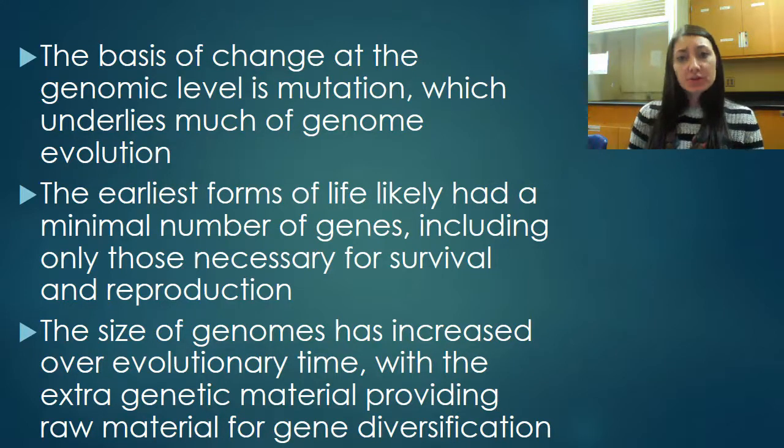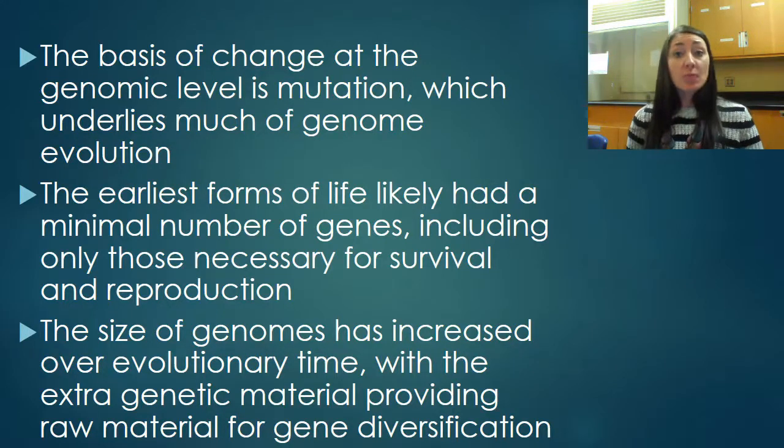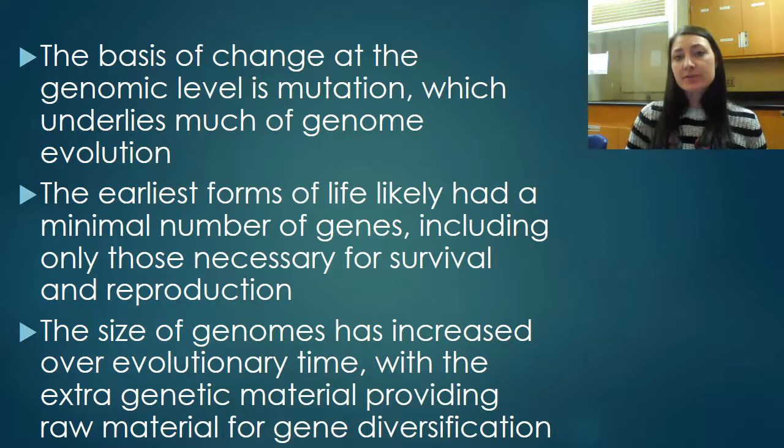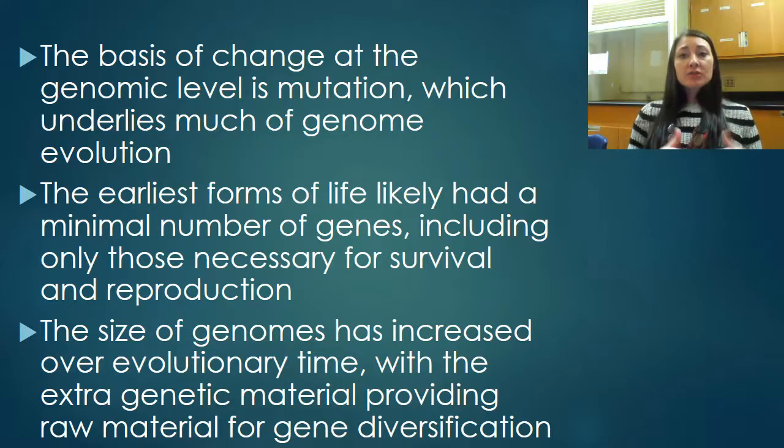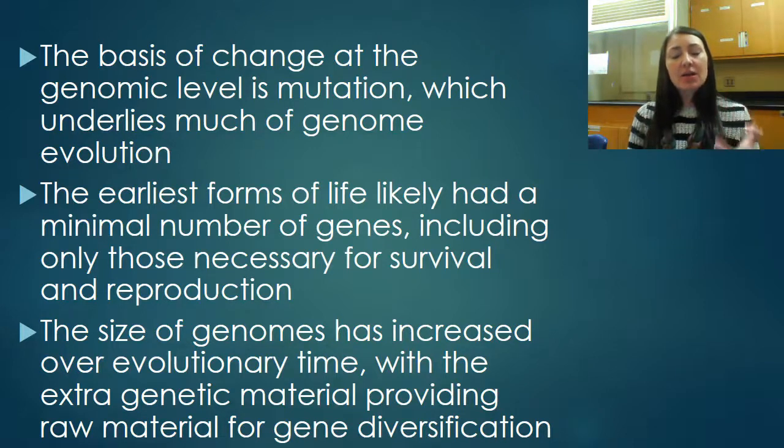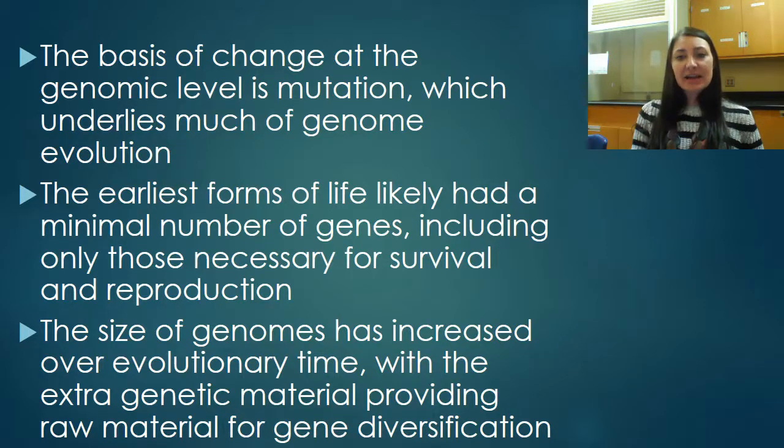We also know that the earliest forms of life had a minimal number of genes, so they only had genes that were necessary for their survival as well as their reproduction. Over evolutionary time, we see that the size of genomes has increased and we tend to get some duplication of genes. So instead of having one copy for a necessary gene, you would then have two copies. And as long as you keep one copy intact that is necessary for survival, it does lend itself to that second copy of the gene mutating and acting in some sort of novel way that can change your phenotype.